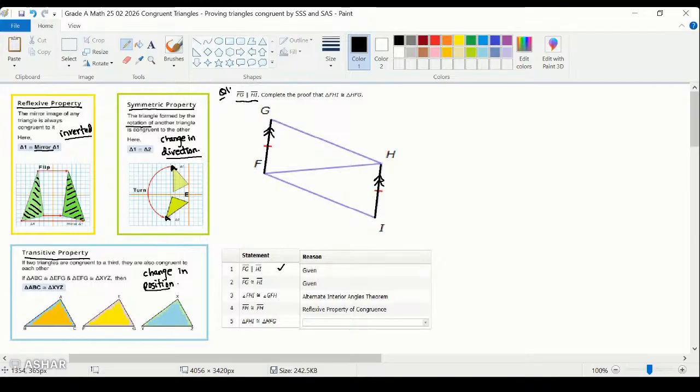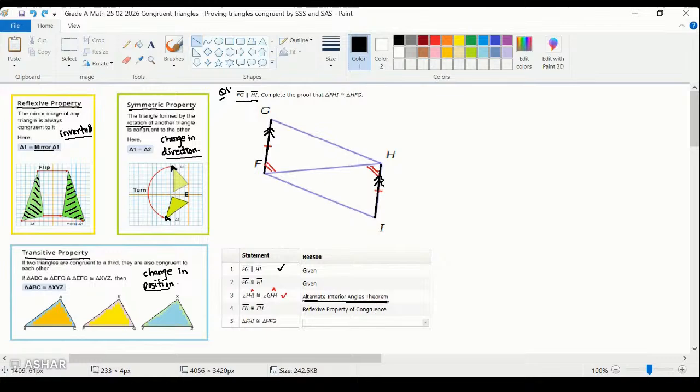Okay, let's say. For the third reason that is given over here, FHI, this angle, the center angle GFH, G, F and H would always be equal. They would be known as alternate interior angles. Let me explain what alternate interior angles are.